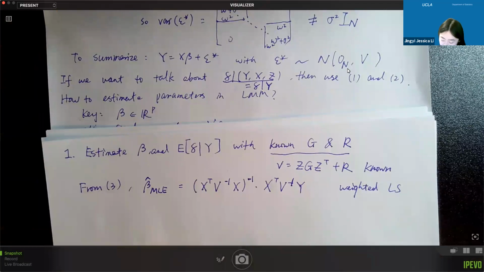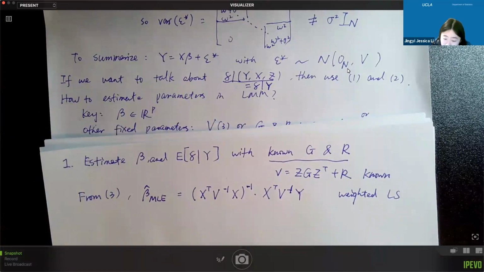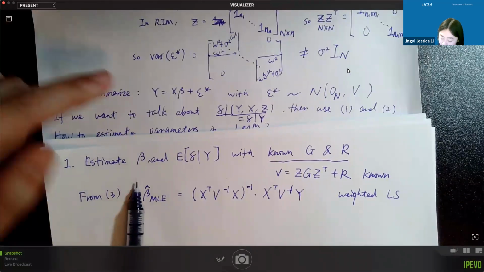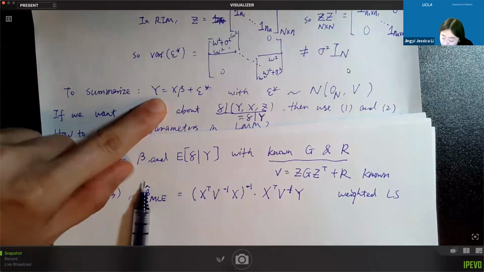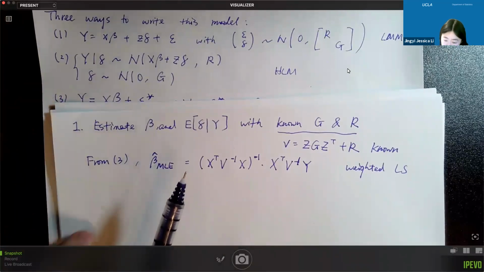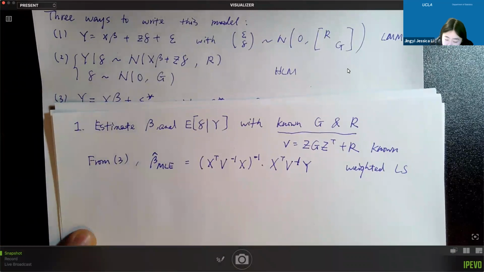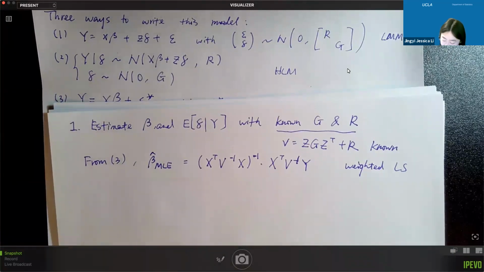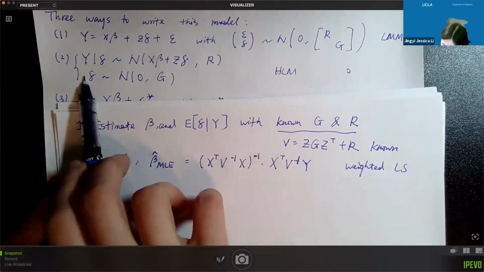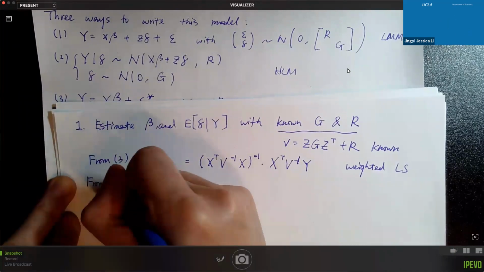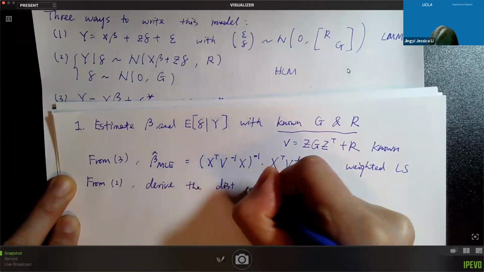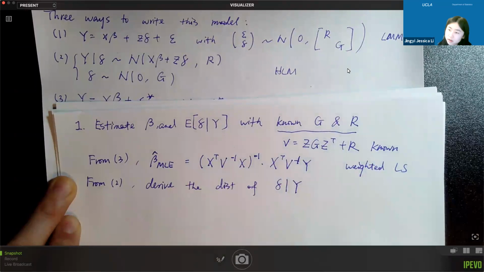But how about this posterior mean? For this one, we cannot use the third way because, as I said, in the third way, the delta has disappeared. So we need to use the first two. We are going to use the second way of representing the model. From the second way, we're going to derive the distribution of delta given y. That's what we are going to do.